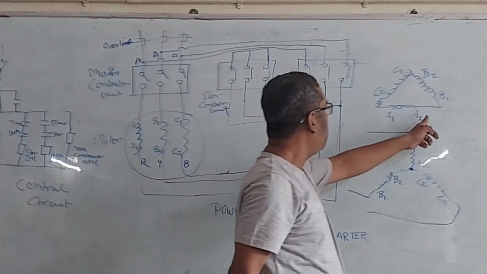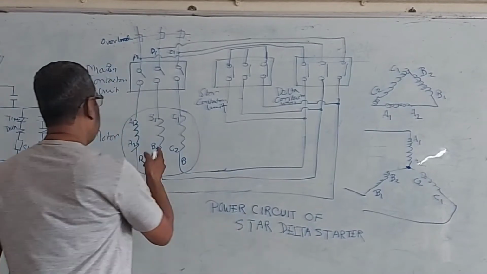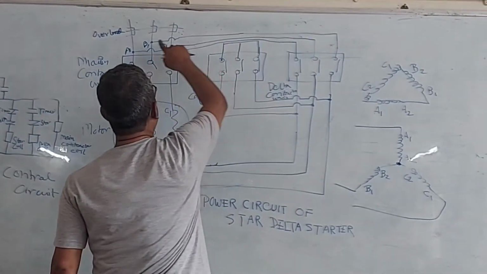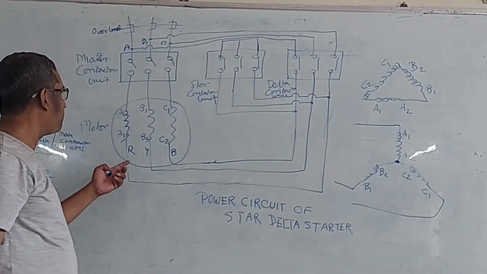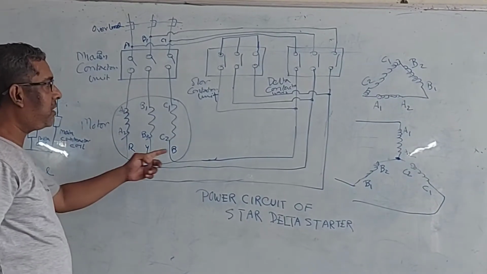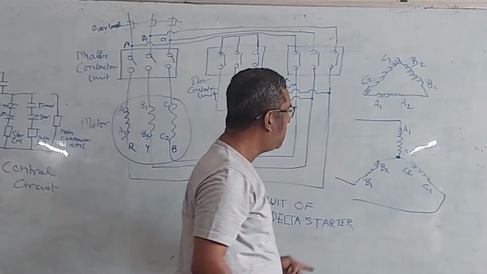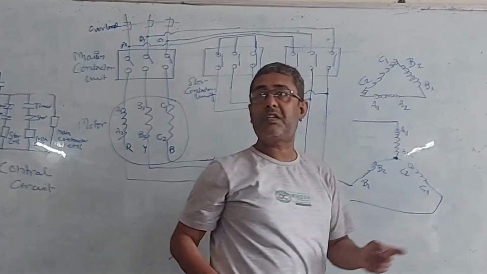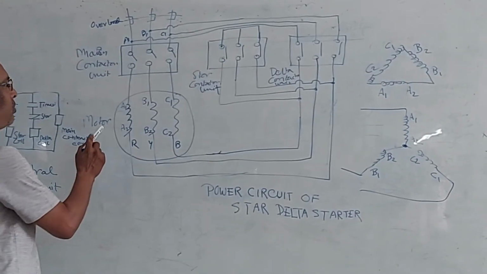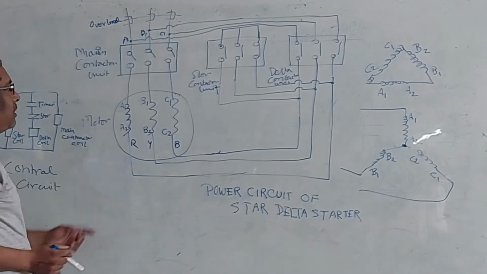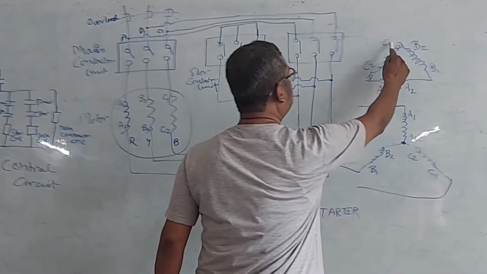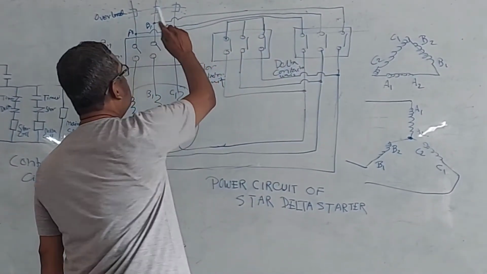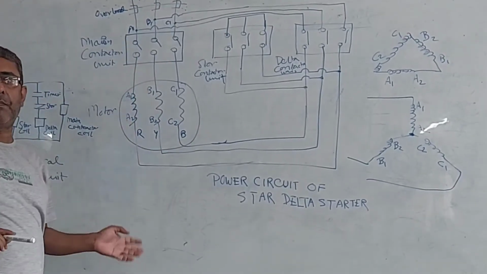Now I will show A2 being connected with B1. A2, where is A2? A2 is coming here, coming here, coming here. It is being connected with B1. Similarly, where is B2? B2 is being connected with C1. B2 is coming here, and it is being connected at C1. So the delta connection is complete.